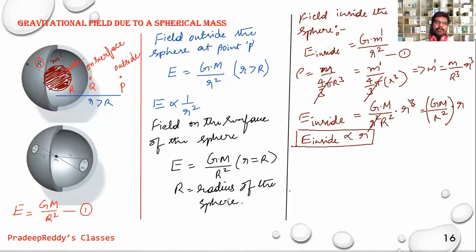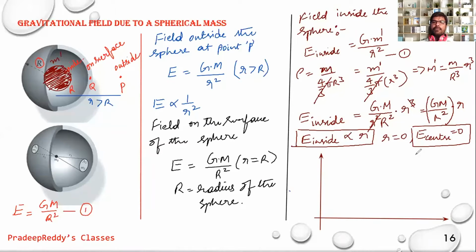Therefore, when you are calculating gravitational field concerned with a spherical mass, you can take it that at the center of the sphere, small r is equal to 0. Therefore, field at the center will be equal to 0. Gravitational field at the center will be equal to 0. Right? And as you are coming out from the sphere, as this small r value increases, the field value increases.